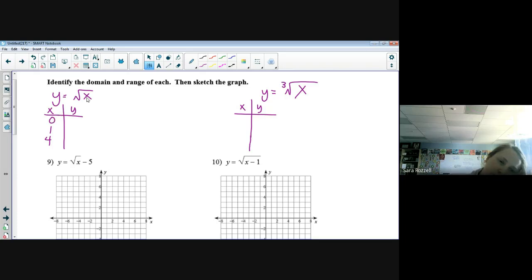What is the square root of 0? If I plug in 0, square root of 0 is 0. Square root of 1 is 1. What's the square root of 4? 2. So we're going to plot these points.